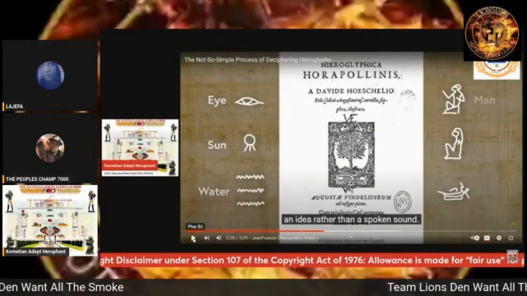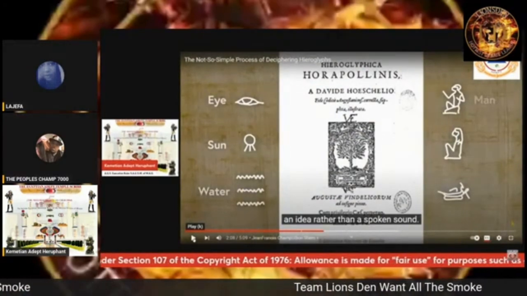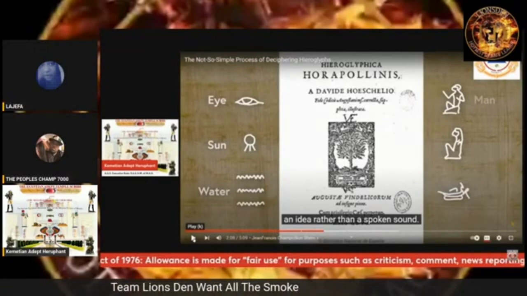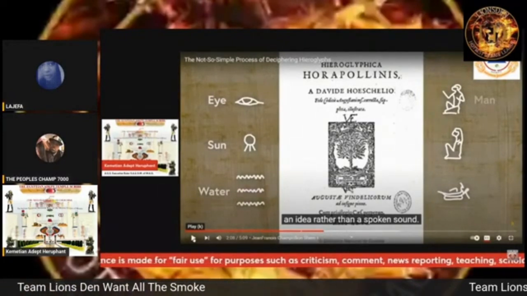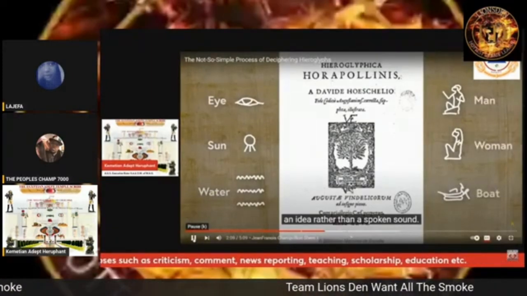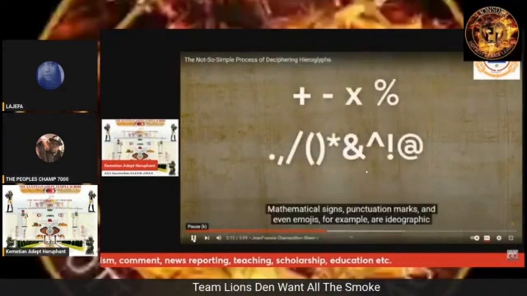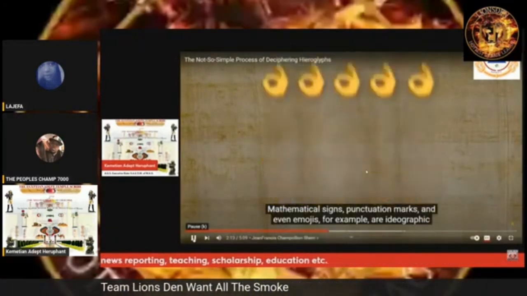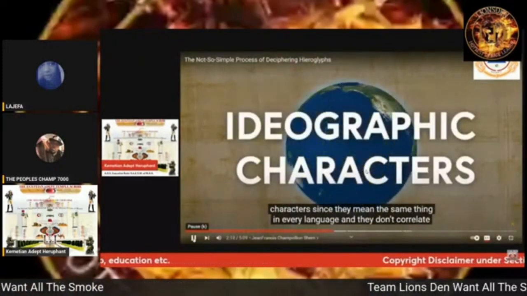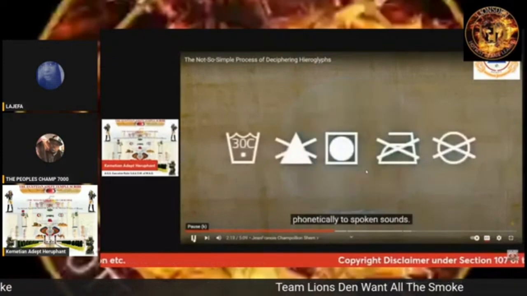See, the Champollion clique, they want to tell you that Horapollo wasn't right, but if Horapollo was said to be correct by Champollion and he was using this methodology, then how can you say he's wrong? Each symbol represents an idea rather than a spoken sound. Mathematical signs, punctuation marks, and even emojis, for example, are ideographic characters since they mean the same thing in every language and they don't correlate phonetically to spoken sounds.